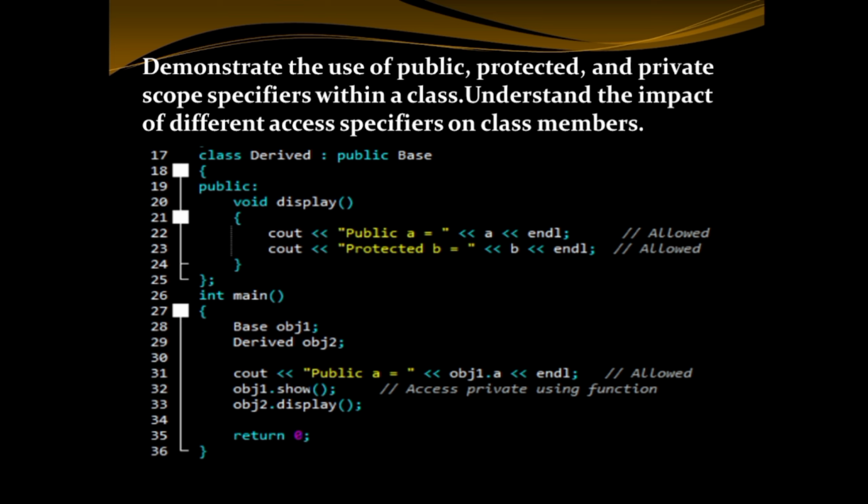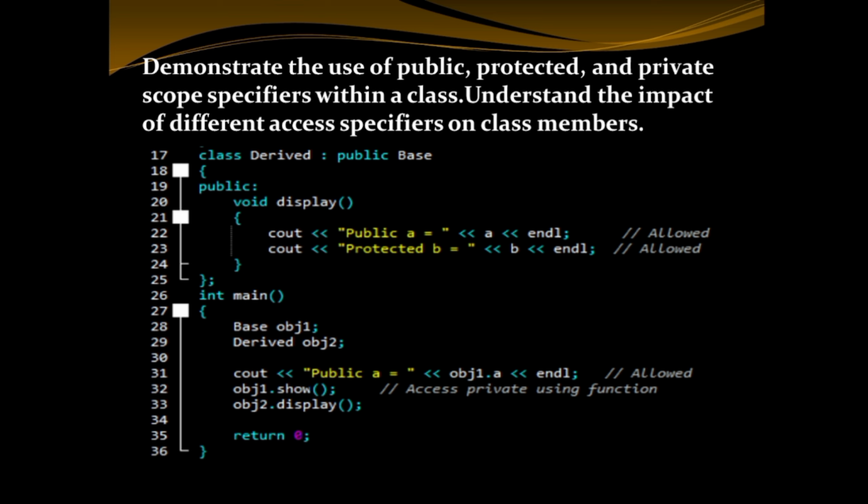Now here we are creating a function inside my derived class. Display prints a and b, and they can be accessed. So a is public, b is protected and c is private. So private members cannot be accessed here.